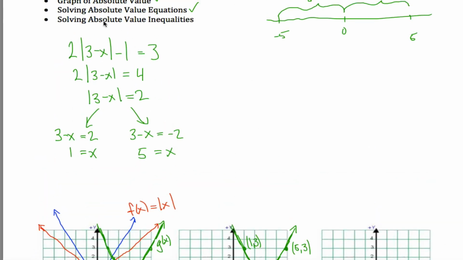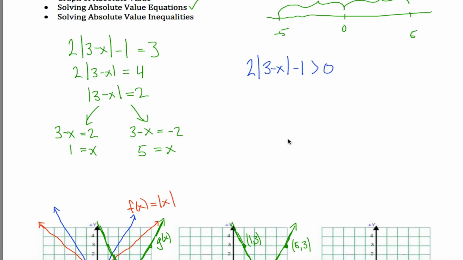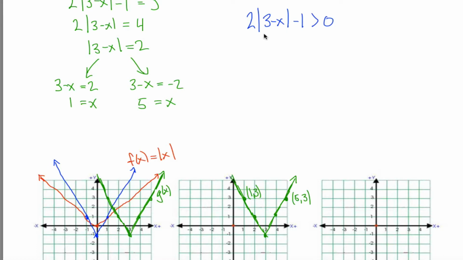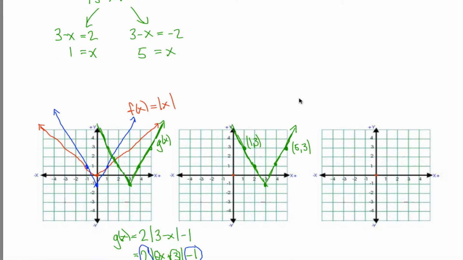Last thing I want to do is solve an absolute value inequality. So what if I asked you, when is 2 times the absolute value of 3 minus x, minus 1, I don't know, greater than 0? When is this true? Well, there's a couple ways you could do this. You could do this with the graph. You could say this thing on the left-hand side here is the output. When is the output greater than 0?